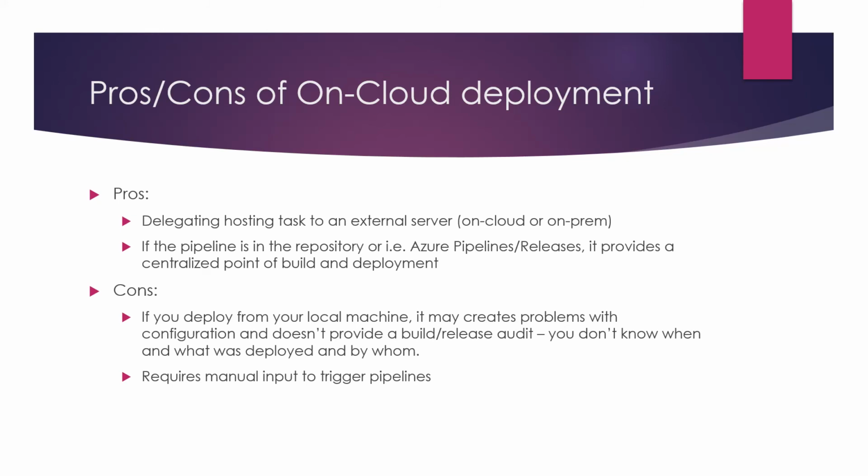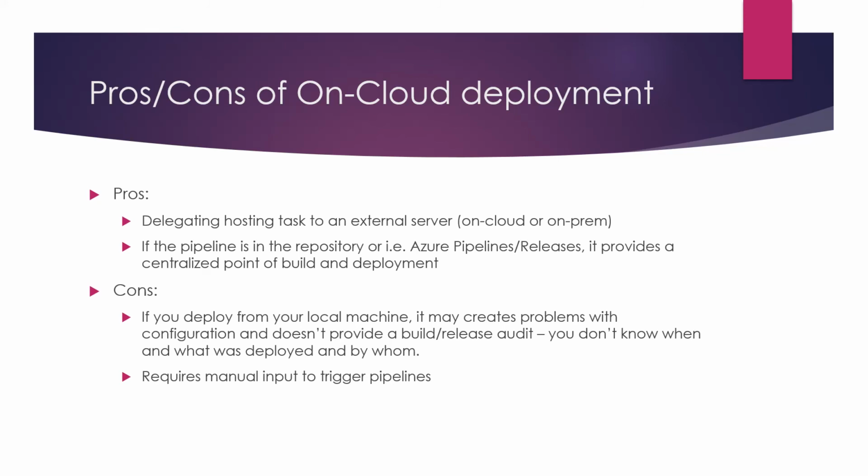If the pipeline is in the repository, like there is a YAML file, just like on GitHub, for example, or you have a pipeline built in Azure Pipelines or Azure Releases, it provides a centralized point of build and deployment. And what does that mean? Well, it means that when anyone deploys the application from that place, you know what's been run. You know the configuration of the pipeline because you can read it. Everyone's got access. All the team members have access to that pipeline. So you can see what's been changed, if anything has been changed in the configuration, and you know what's run.